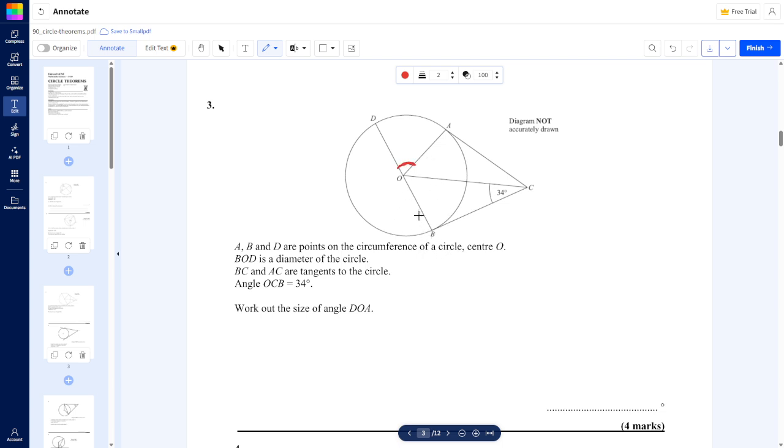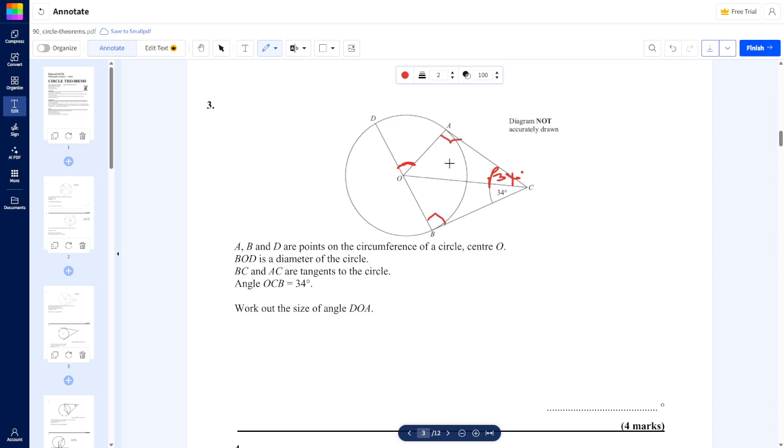So there's a few things we can immediately say. Because these are two tangents coming from the same point, these two angles are the same. So this is 34 degrees also. Next, we can also say that since these are two radii, because they're coming from the center going to the circumference, and these are tangents, these would be 90 degrees.